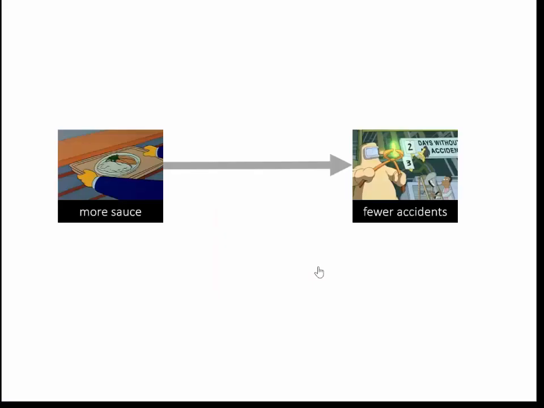Okay, so you see, if you would just look at the correlation, there's more tartar sauce, there are fewer accidents, right? I say, yay, I explained it. Tartar sauce, more tartar sauce leads to fewer accidents. But obviously this is nonsense, because there's no mechanism here.